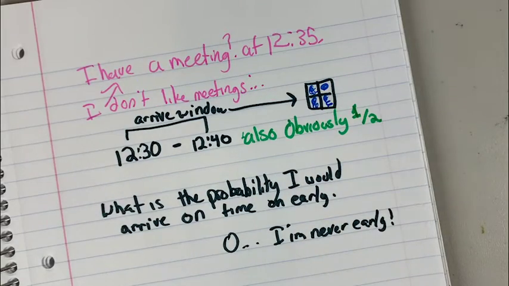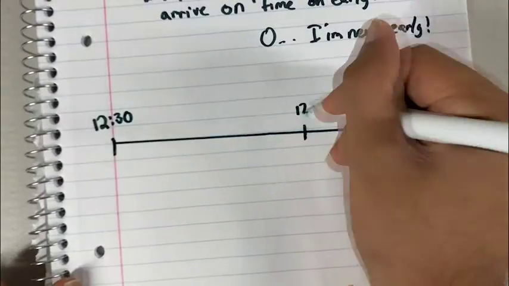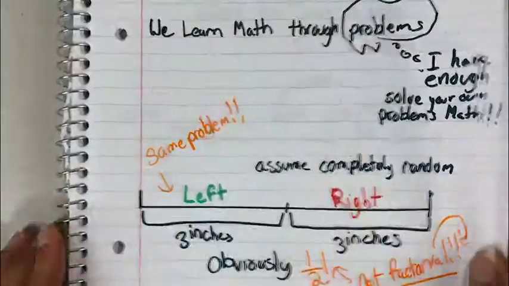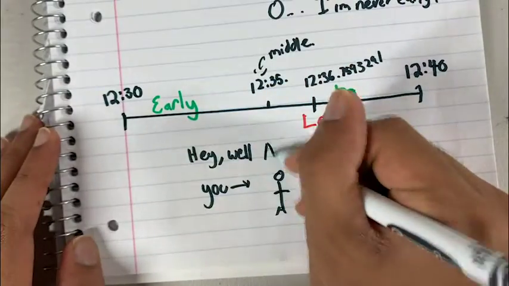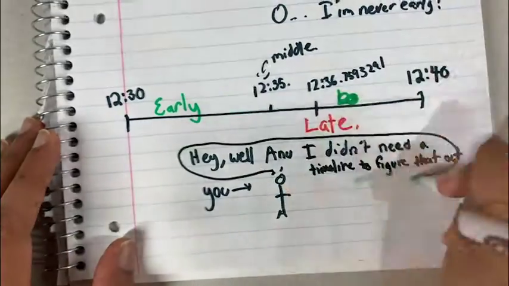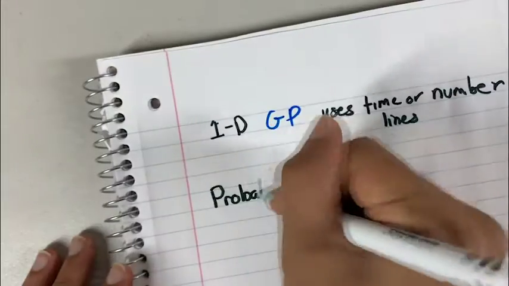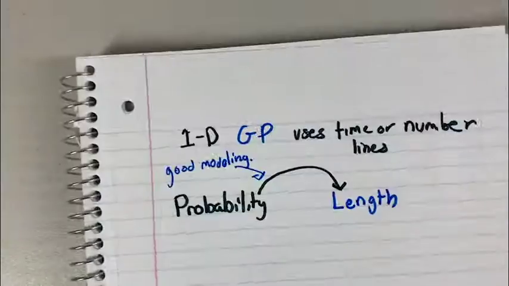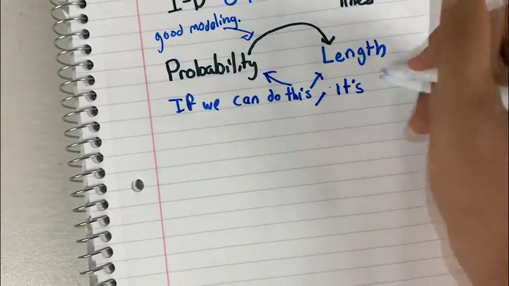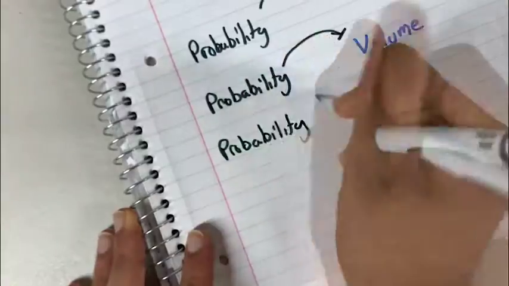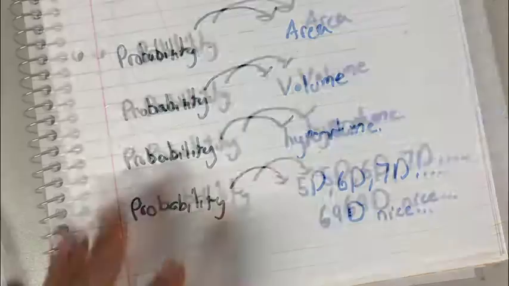But what if we draw a line from 12:30 to 12:40 and draw 12:35 in the middle? Well, now we're really just solving the same problem as we did before. You might say, hey, well, Anu, I didn't need a timeline to figure that out. Well, of course you did. The core idea of translating a probability problem to a timeline or a number line is associating probability with length. Well, if we can associate probability with length, we can associate probability with area like we did last time, or maybe even probability with volume and hypervolume and higher dimensional things.